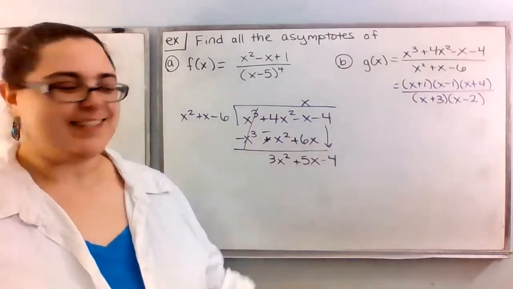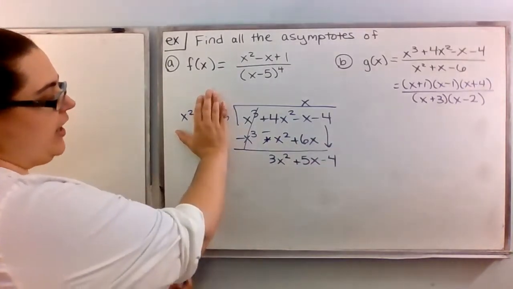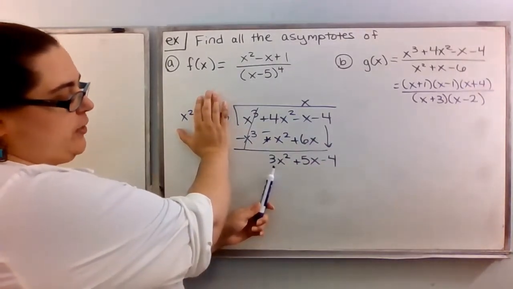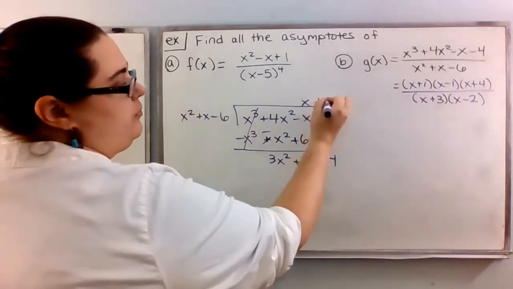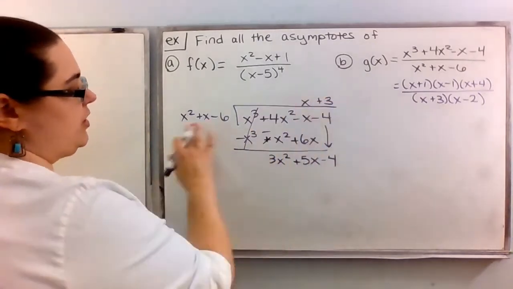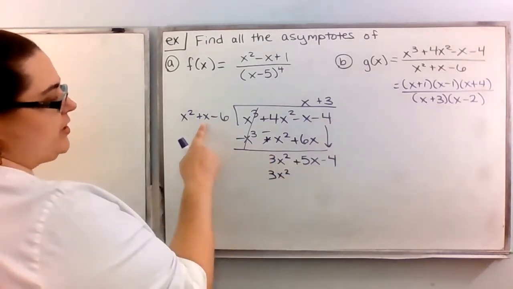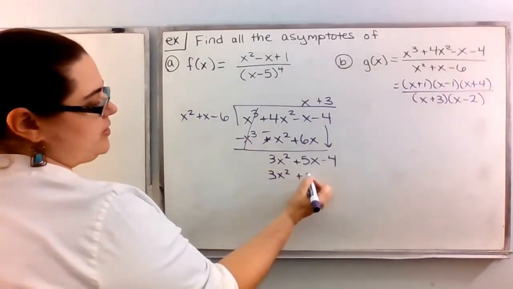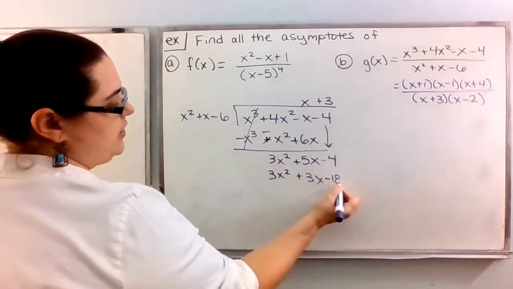Okay, now we repeat. So x squared, because we're ignoring all this other stuff, x squared going into 3x squared. Just need a 3 for that. So I'm going to do plus 3. And then we multiply through. So 3 times x squared is 3x squared. 3 times x is 3x. And 3 times -6 is -18.